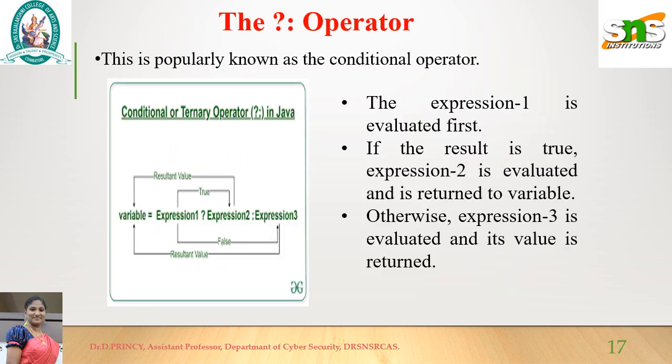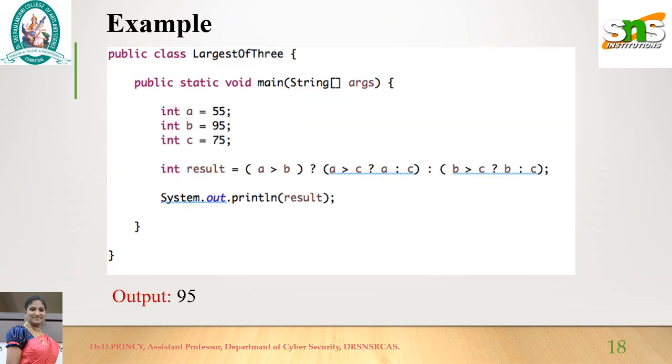Then the third selection structure is the question mark colon operator. It is also known as the conditional operator. The other name of this operator is the ternary operator, which takes three operands. Expression 1 is evaluated first. If the result is true, expression 2 is evaluated. If the result is false, expression 3 is evaluated.